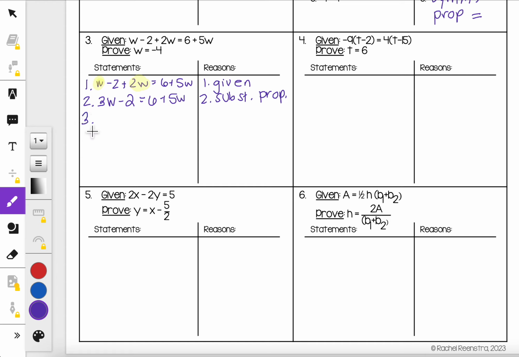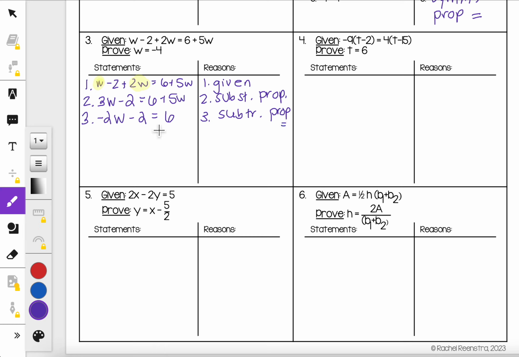So my next step, if I wanted to solve this equation, I would subtract 5w from both sides. So I would have negative 2w minus 2 equals 6. So this is subtraction property of equality.